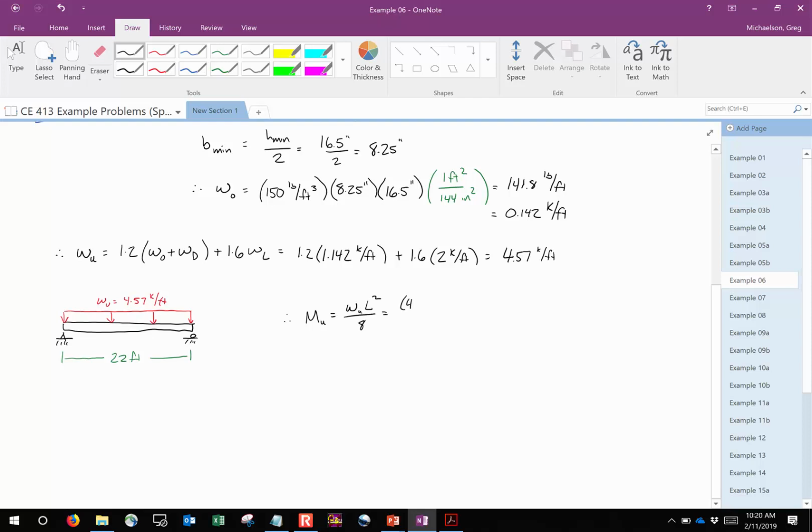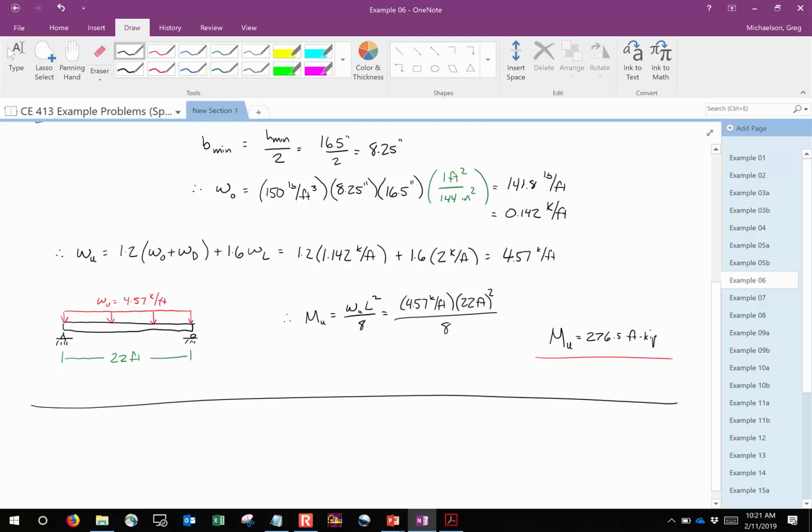So that's 4.57 kips per foot times 22 feet. Remember, you got to square that. Divide by 8. And so that equals what? 276.51. Do I have a second on that? Okay, so let's just keep it simple. We'll say 276.5. Okay. And so we'll underline that because that's kind of an important value.